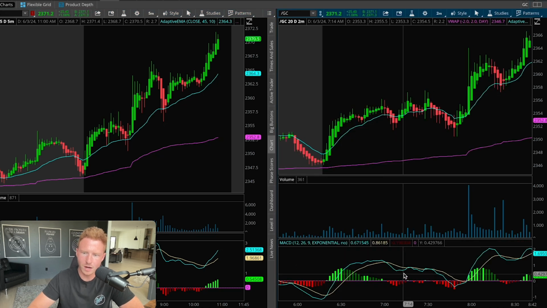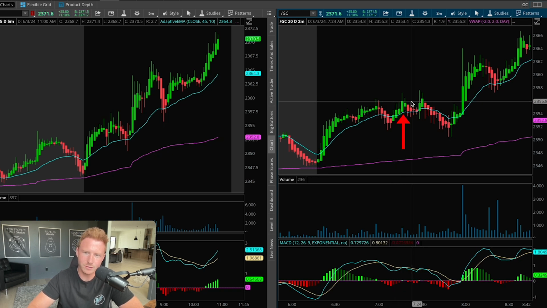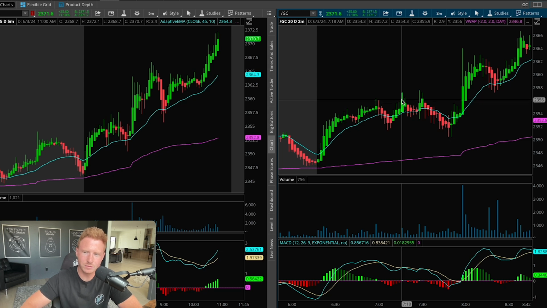Anyways, if we zoom in here, as you can see, we did get a MACD cross right here kind of early on. Now, the reason why I didn't enter on this trade is because we're right near resistance. So I just didn't really feel comfortable. I wanted to see more of a pullback, honestly. So I ended up not taking this trade. And obviously, I'm glad I didn't because we ended up selling off. I would have got stopped out here.